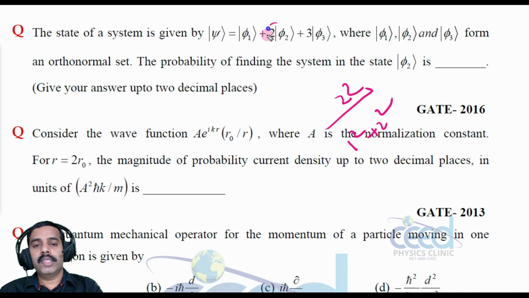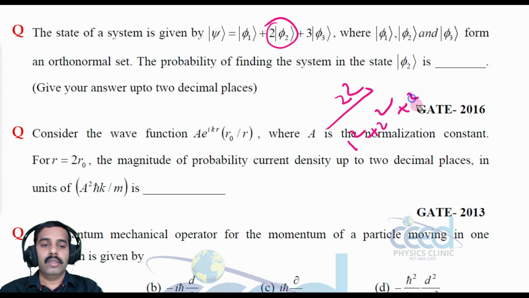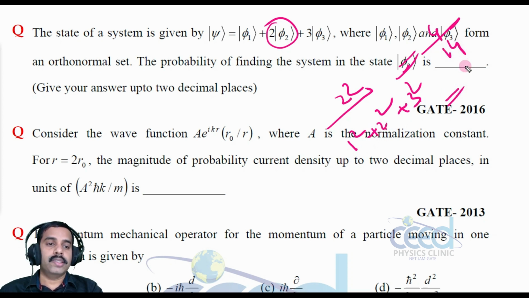The probability in this particular state divided by the net probability, that is the probability of finding the system in that particular state. So this is the answer, that is 4 divided by 9 plus 4 is 13, plus 1 is 14, right? So 4 by 14, that is 2 by 7. 2 by 7 is the answer. Okay, so you have to write this answer up to 2 decimal places.